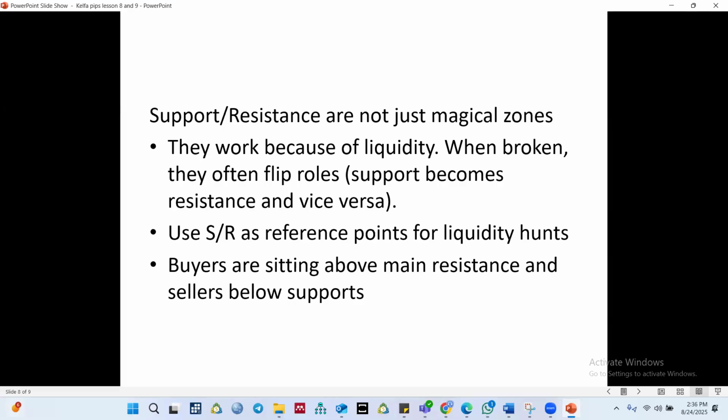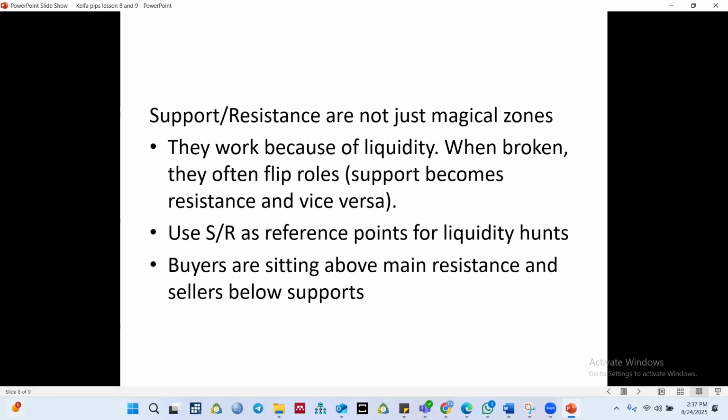Okay, good. Support and resistance are not just magical zones. They work because of liquidity. When broken, they often flip roles: support becomes resistance and vice versa. So when you break support, it can tend to be resistance, and when you break resistance, it can also tend to be support, especially the main or strong support and resistance zones on the chart.